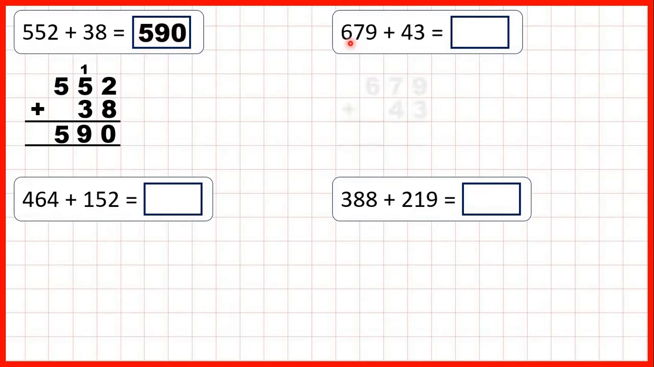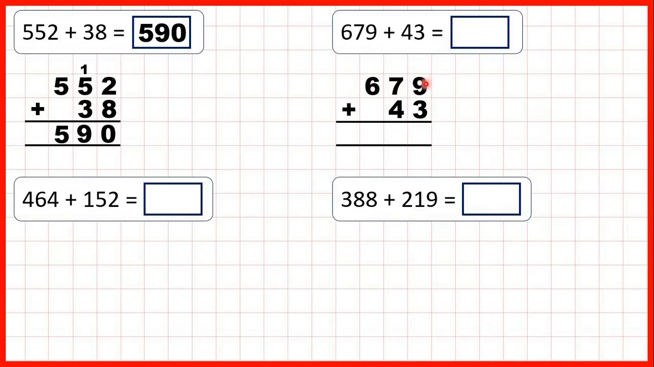So now let's try 679 plus 43. Again, we've got the question written out with the digits lined up on the right hand side. So with the 3 ones in 43 underneath the 9 ones in 679, and then with the 4 tens in 43 underneath the 7 tens in 679.